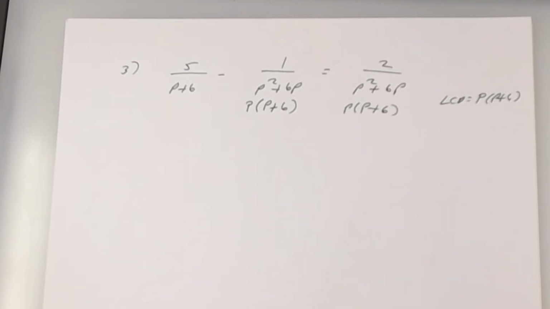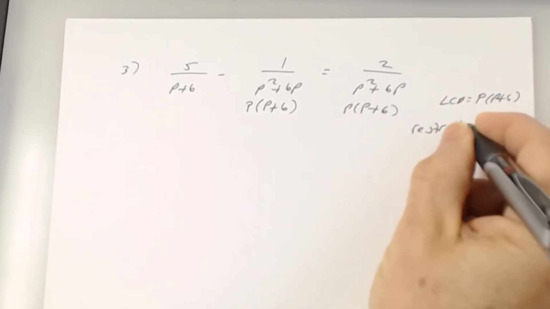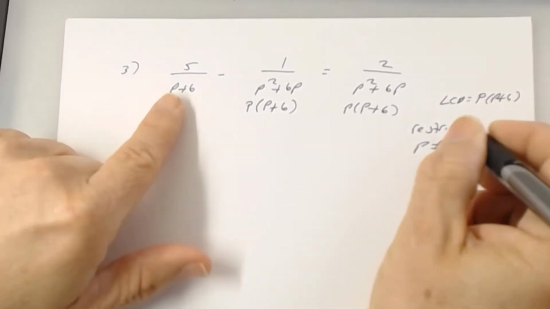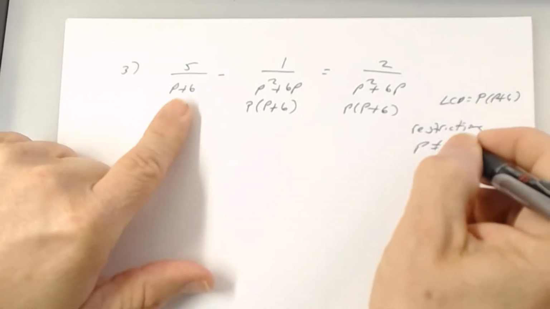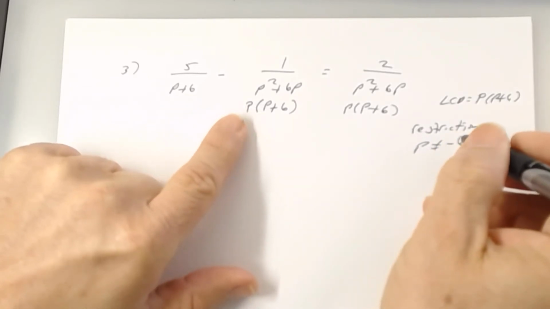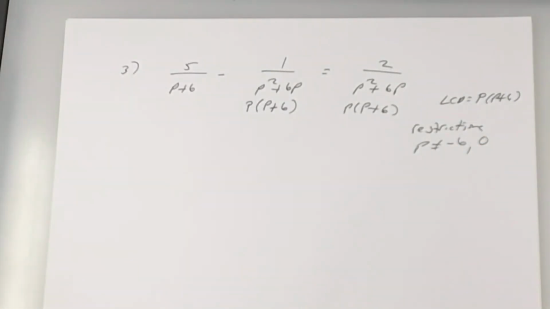So then you're going to multiply every fraction by that LCD. But before we do that, let's find the restrictions. How many restrictions are there? 2. Because your LCD contains how many factors? 2. One is p, and what's the other? P plus 6. So p cannot equal, what makes p plus 6 equal to 0? When p is negative 6, good. And what makes the factor p equal to 0? When p is 0. So those are your two restrictions, negative 6 and 0.